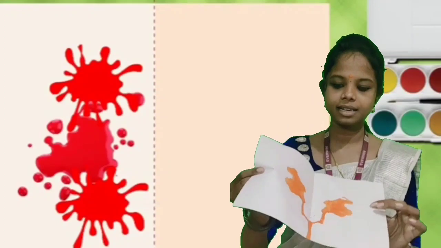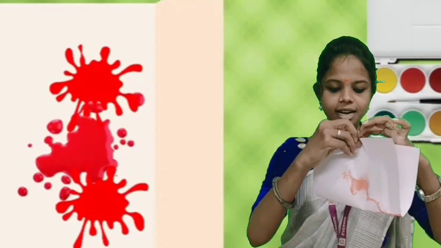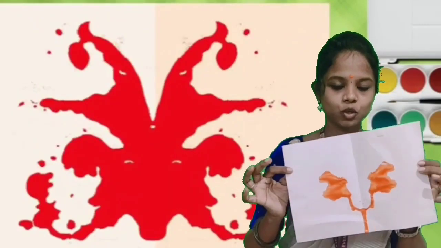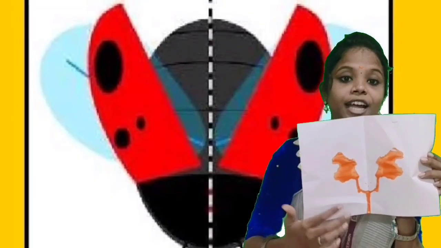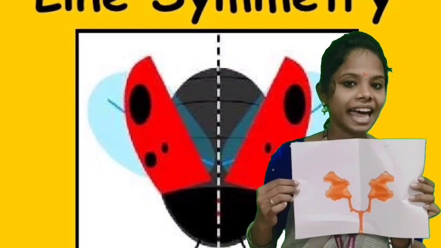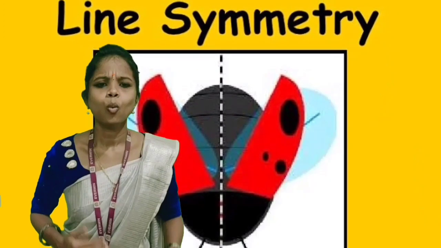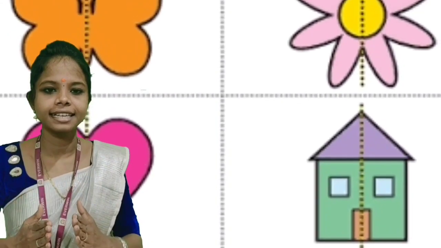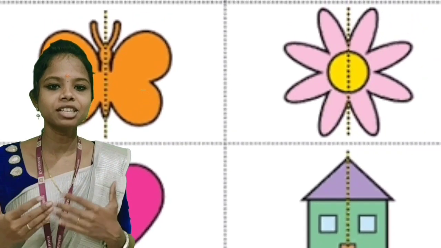Now you can see this is a paper, right? Yes, we folded it and then we get an exact symmetrical shape. So, what is this? The line which divides a figure into two exact or mirror halves is called the line of symmetry. Clear? What are symmetrical shapes? If a shape can be folded or divided into half so that the two halves match exactly, then such a shape is called a symmetrical shape.